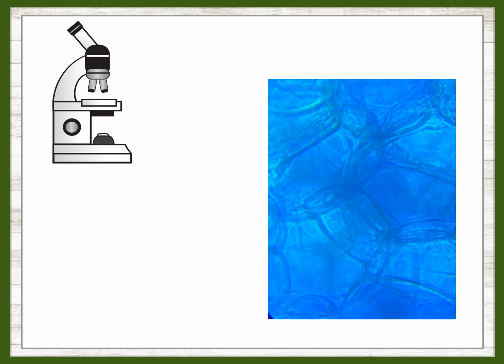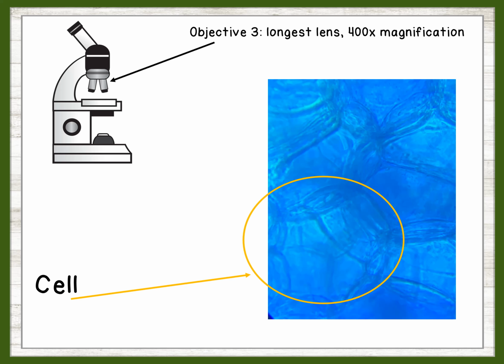Finally, we will use the longest objective to magnify the cell to 400 times its original size. Like with the animal cell, you can probably see some of the organelles at this magnification. Let's use this magnification to focus in on one cell. What do you notice about its size and shape now? How is the shape different from the shape of the animal cell?